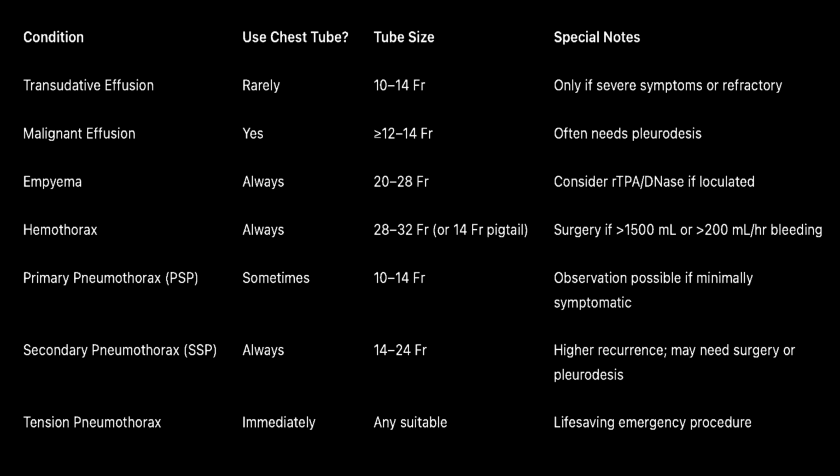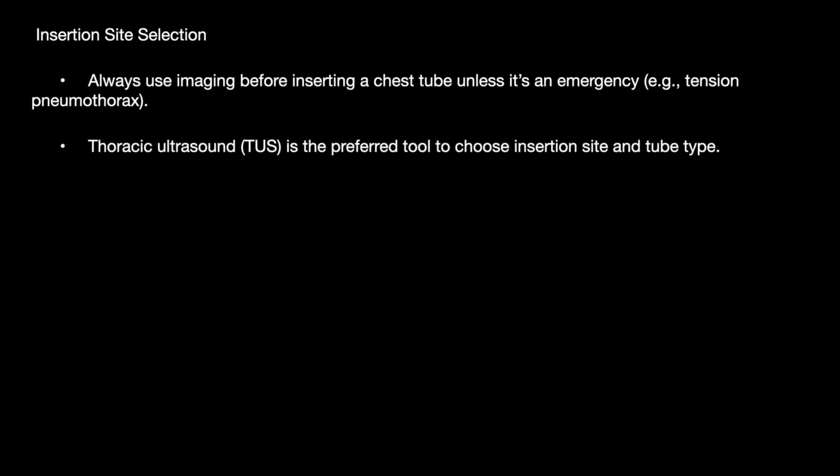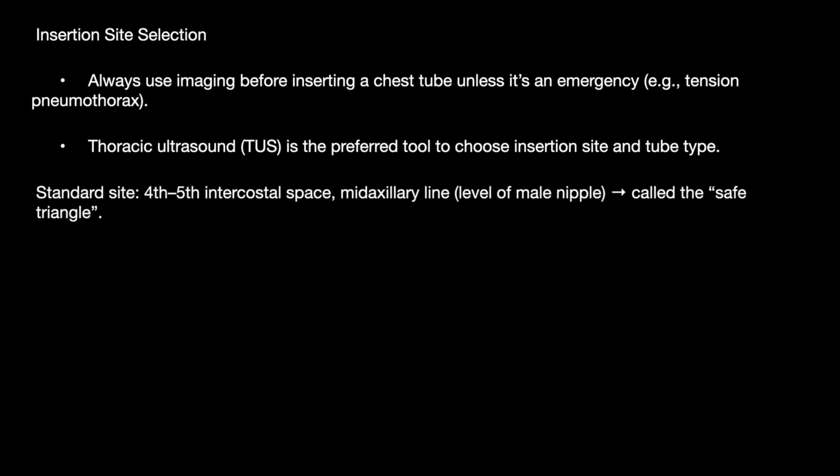Modern options are portable air leak devices, which allow outpatient management, improve mobility and reduce the hospital stay. So these are the various cases where you will use the chest tube, and the sizes are given and special instructions on how to use them are given. Regarding how to do it, just go through a step-by-step guide. Always use imaging before inserting the tube unless it's an emergency, of course. So ultrasound is very, very vital and it's preferred over anything else.